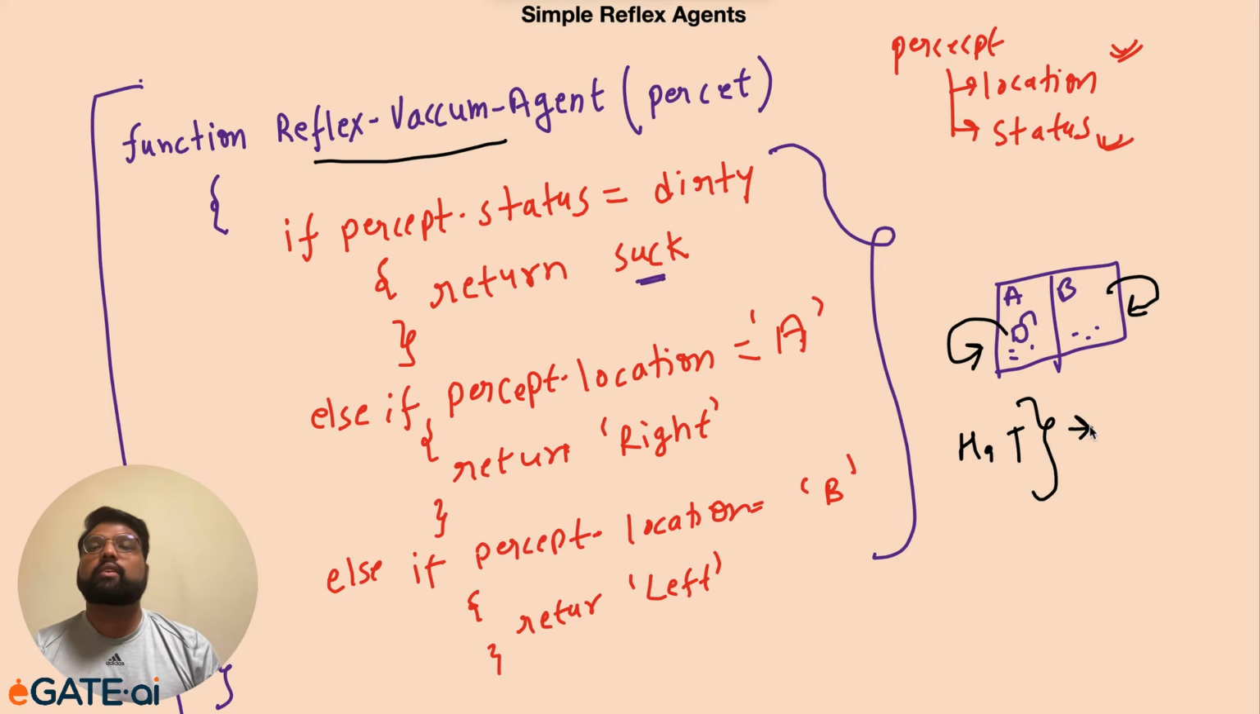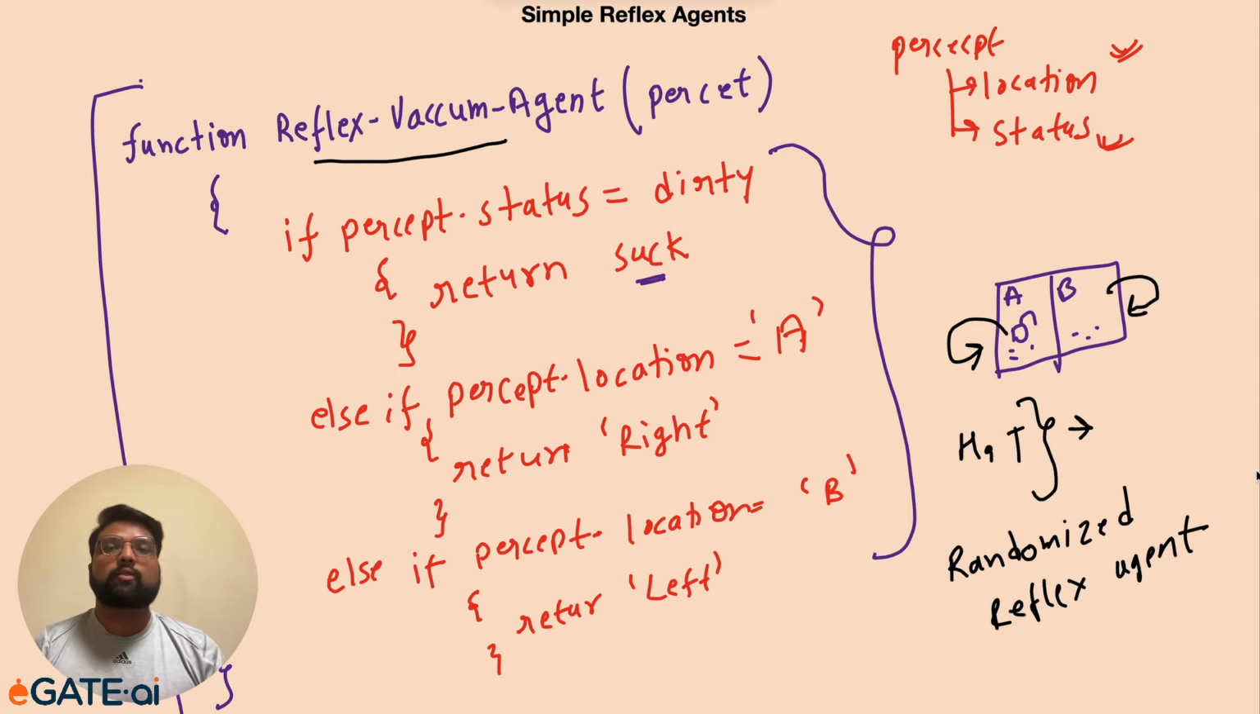So in partially observable environments, we often do these kinds of approximation. We call these kinds of agents randomized reflex agents. Okay, so now since you have an idea of reflex agents, let's try to draw a diagram and understand it with more clarity.